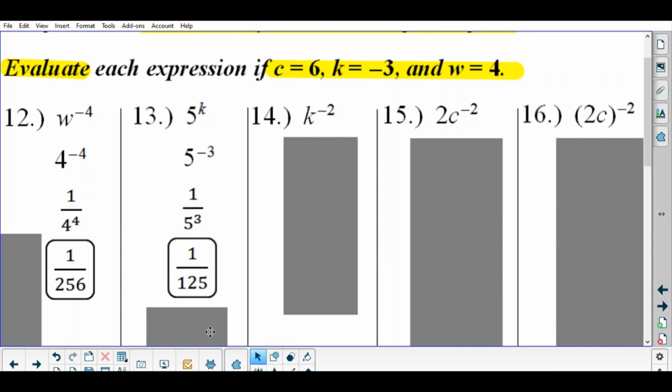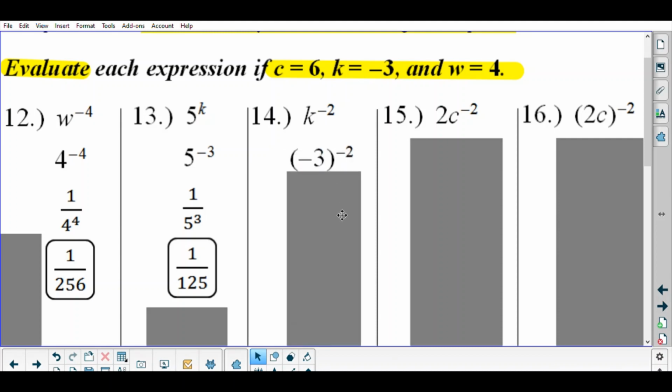If you have not done 14 and 15 and 16 on your own, now's the time to definitely hit pause and do those 3 problems on your own. All right. I hope you have already done 14, 15, and 16 on your own. I'm now going to go over them.